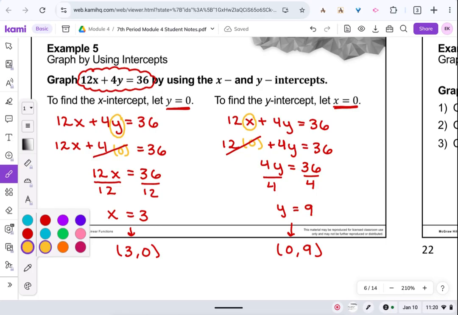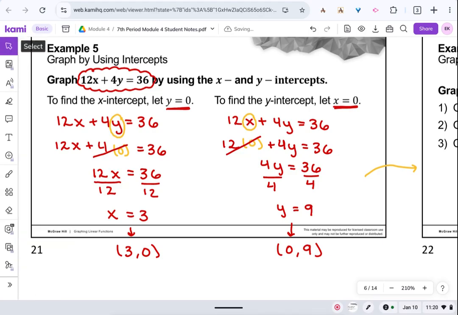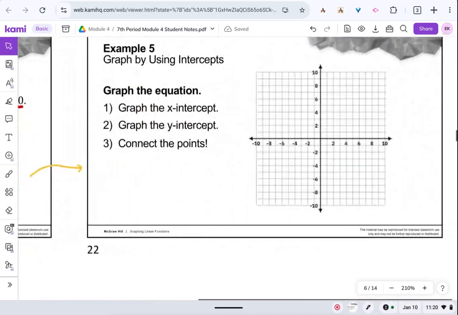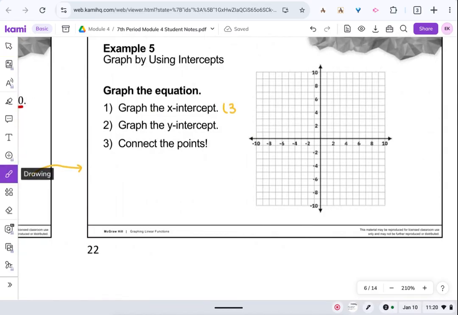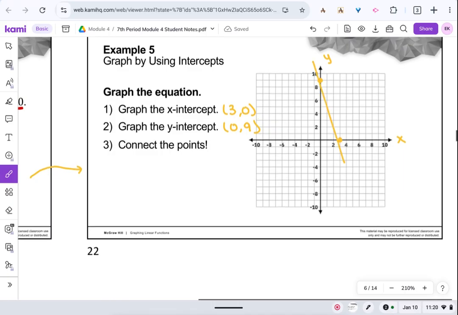The next slide goes directly with that. We can go ahead and graph those 2 points. The x-intercept was 3, 0. If it helps, we can write that here as well. And then the y-intercept was 0, 9, so you can see those 2 values there. So 3, 0 for x is going to be right here, and 0, 9 for y is going to be right here, up 9. Again, those are the only 2 points we need. We'll connect them with a line. Make sure you have your arrows, and then we should be good to go.